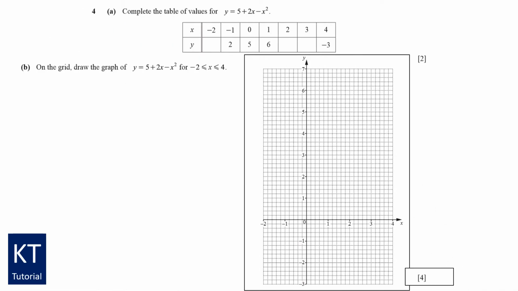Question 4a. Complete the table of values for the equation y equals 5 plus 2x minus x squared. By inserting x of the unknown y's into the equation, we should be able to come to the answers in blue. Next, on the green, draw the graph of y equals 5 plus 2x minus x squared for the stated range. You can do this by taking the numbers from the table as coordinates to plot as a dot on the graph. Then join each of the successive dots with a line.